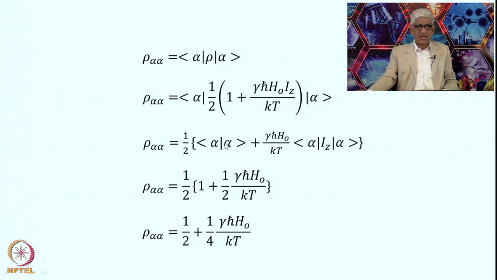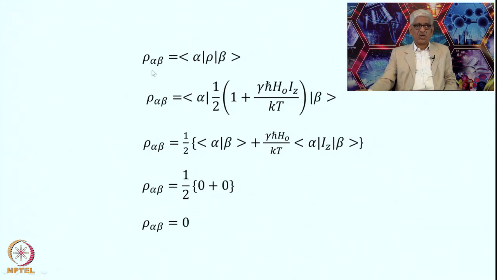So, this gives me 1 because of the orthonormality. Therefore, half inside 1 here and half here, and Iz on alpha gives me again a half, and therefore, alpha alpha is equal to 1, and I will have here half gamma h cross H0 by kT. So, totally rho alpha alpha will become half plus 1 by 4 gamma h cross H0 by kT.